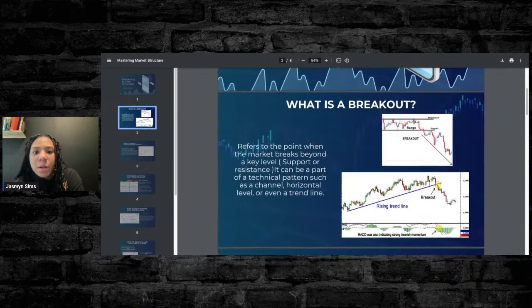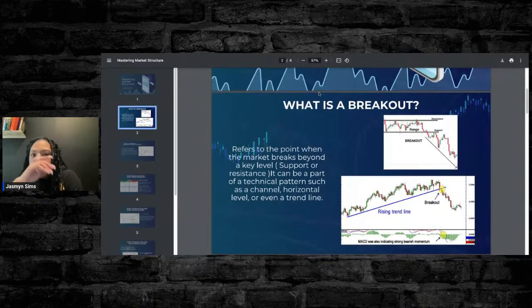So, what is a breakout? It just refers to a point when the market breaks beyond a key level, and that key level is either going to be support or resistance. So, either the floor or the ceiling of something. And then it's just a technical pattern that can be seen in a channel, in a horizontal level, or even a trend line. So, these are some examples right here.